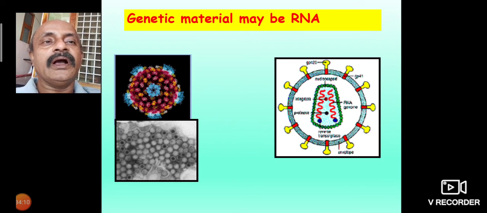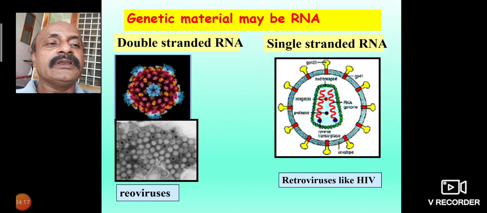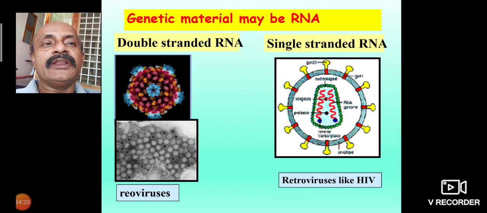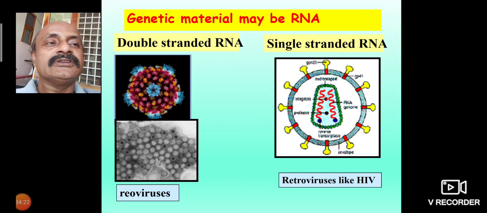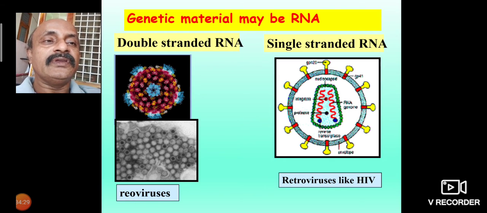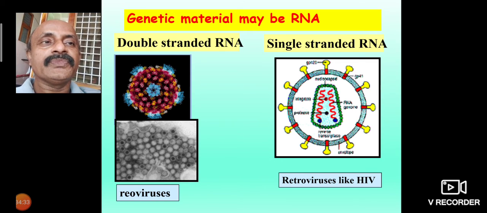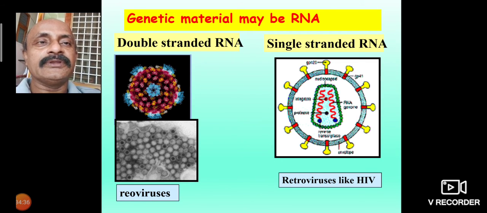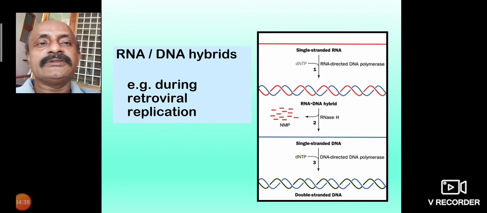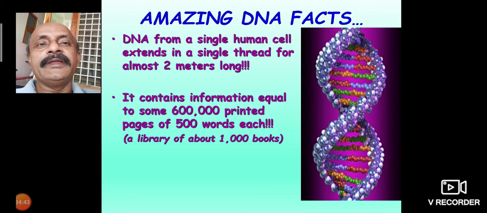The genetic material may also be RNA. RNA is present in reoviruses and retroviruses. The reovirus RNA is double-stranded, while retroviruses have single-stranded RNA. Retroviruses are like HIV, the human immunodeficiency virus, where single strands of RNA are present. There are also RNA-DNA hybrids, for example in retrovirus replication.